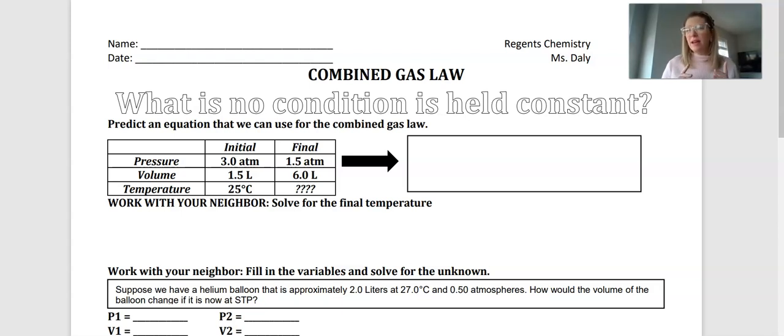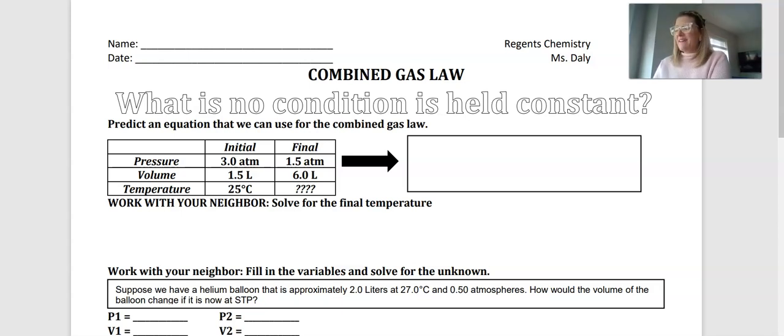I want you to take a minute and pause here, taking all three laws, PV equals PV, V over T equals V over T, and P over T equals P over T, and see if you can predict what that combined gas law may look like. So go ahead and take a moment and pause now and make that prediction.